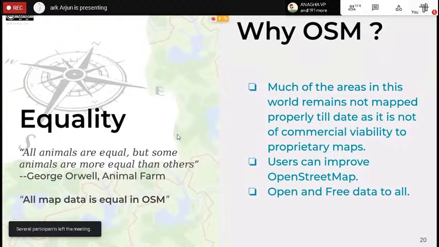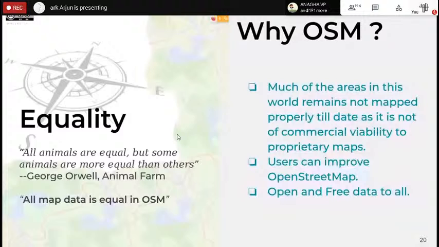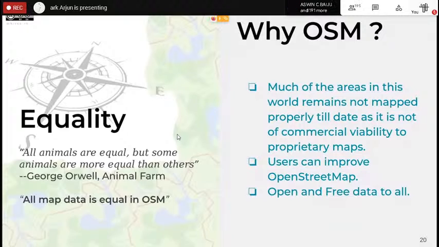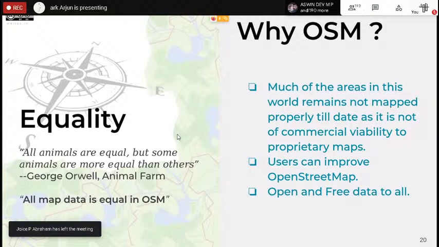Equality. All animals are equal, but some animals are more equal than others. George Orwell again quoted these lines. Yes, all map data is equal in OSM. Everything in OSM, whichever place, whether data of the US, the UK, or a village in India, is equal to the data in any other country or any other part of the world.